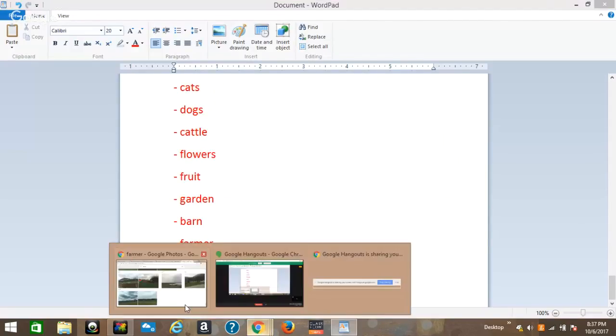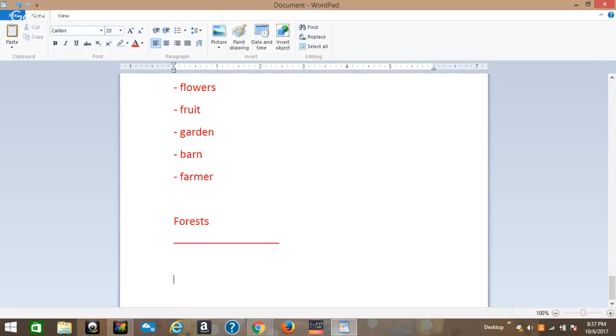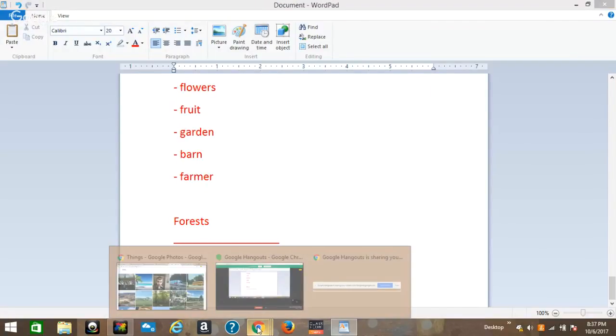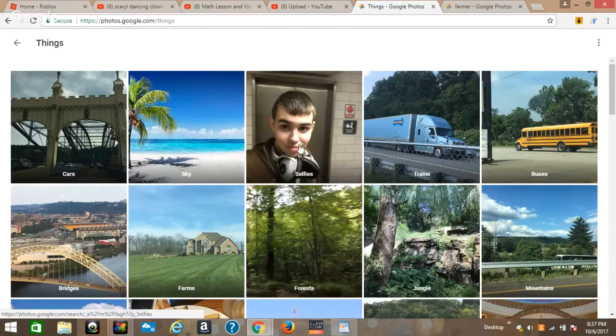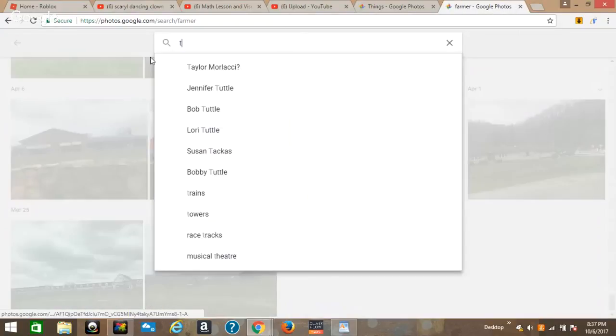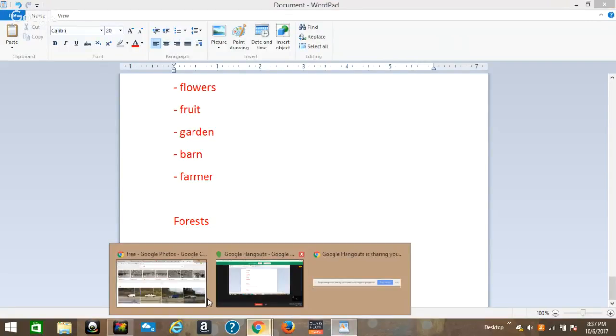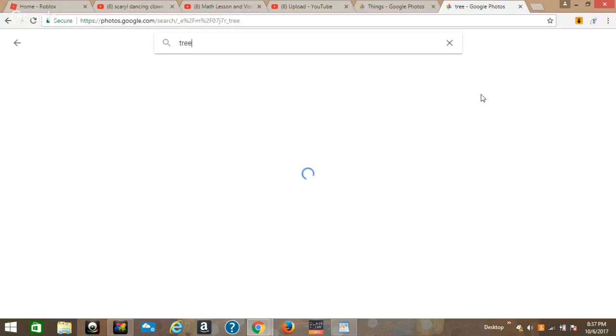All right, and that moves us into our next category. Next category is forests. Forests is our next category. What are some things in the forest? Trees. A tree. No, I'm thinking of Christmas tree yet. In the forest, you see a tree.